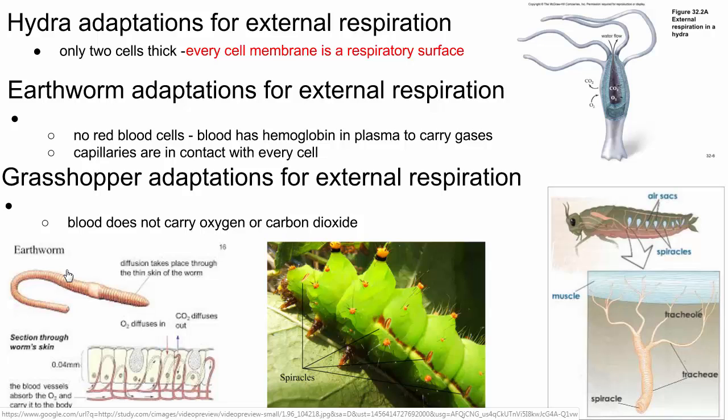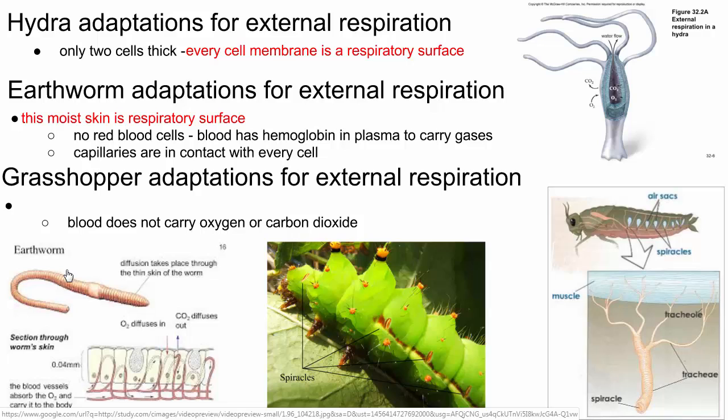So once we start to move into the larger and the more complex animals, well, now we need special adaptations for gas exchange. In the earthworm, for example, the earthworm absorbs gases through its skin, has moist skin, okay. Doesn't have specialized lungs or anything. It absorbs oxygen through its skin. We know that earthworms secrete a layer of mucus to keep that outer skin moist to allow for diffusion.